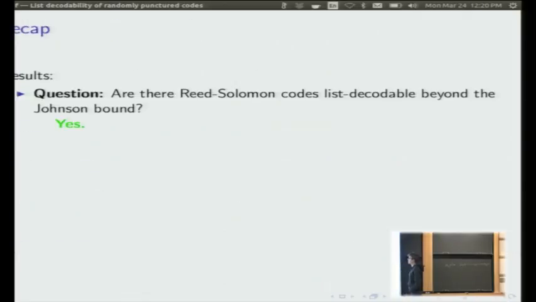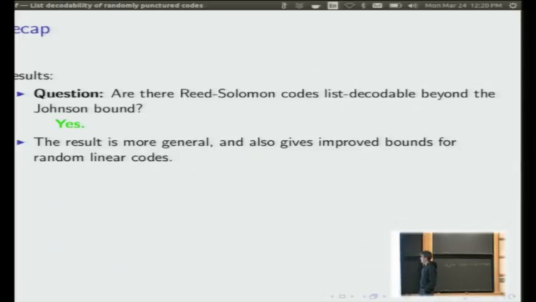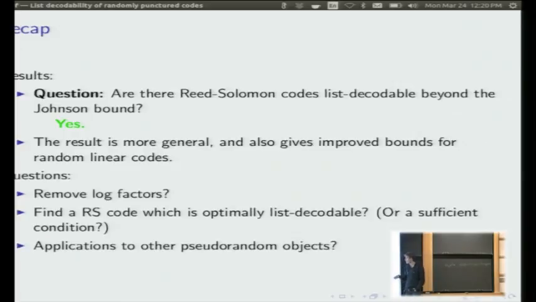Okay. Yeah. So let me just quickly conclude. The main motivating question of this talk was, are there Reed-Solomon codes which are list decodable beyond the Johnson bound? The answer was yes. Another point was about random linear codes. The answer is also yes there. The result is more general, and gives improved bounds for random linear codes and randomly punctured codes in general.